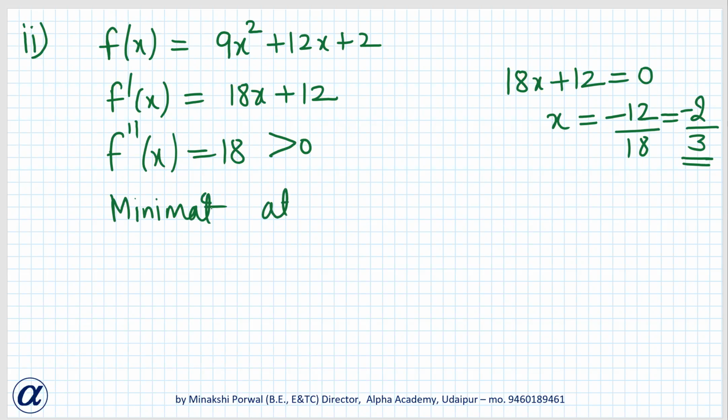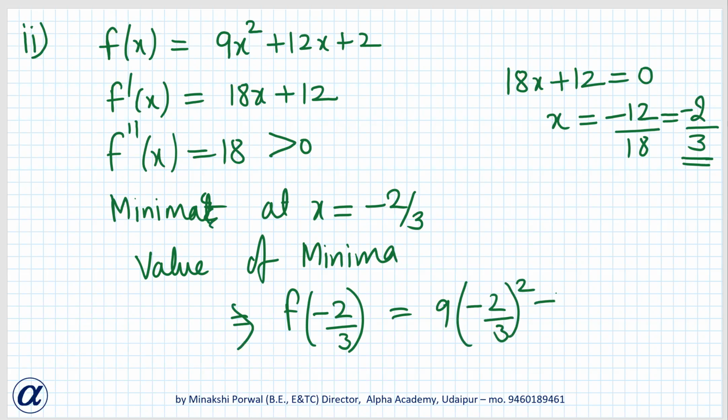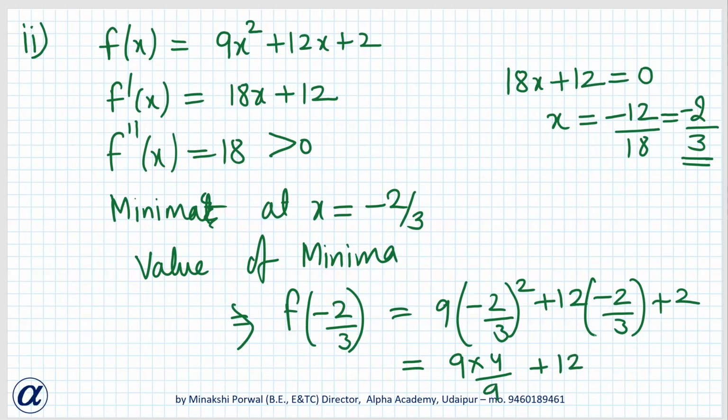at x equals minus 2 by 3, and the value of minima equals f(-2/3), that is equal to 9 into (minus 2 by 3) the whole square plus 12 into minus 2 by 3 plus 2, that is equal to 9 into 4 by 9 minus 8 plus 2, that is 4 minus 8 plus 2, equal to minus 2. So the value of minima is this, and the point at which the minima occurs is this.